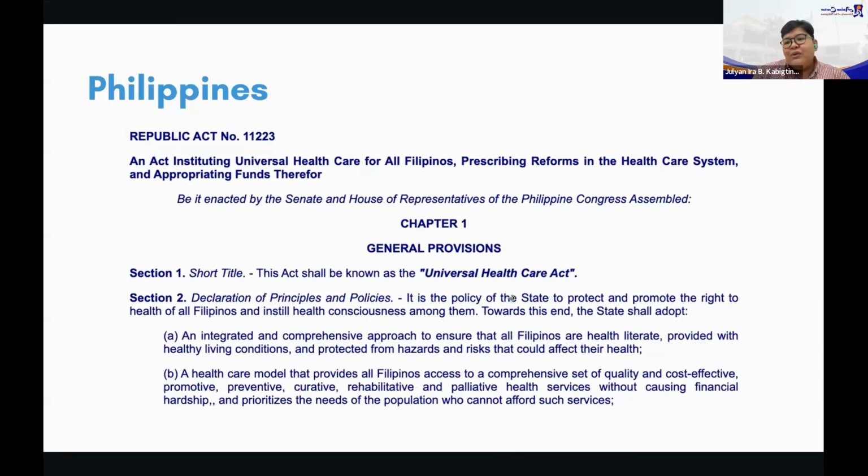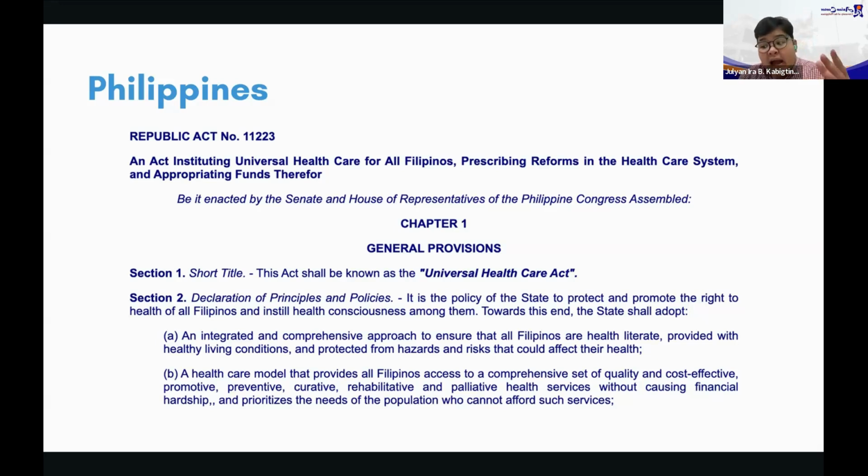To proceed, I would like to discuss one of my case studies for this particular paper, and that is the Philippines, where I'm from also. Narrowing down to one of the countries studied in this paper, the Philippines only started implementing universal health coverage in 2019, through Republic Act 11223, also called the Universal Healthcare Act of 2019.